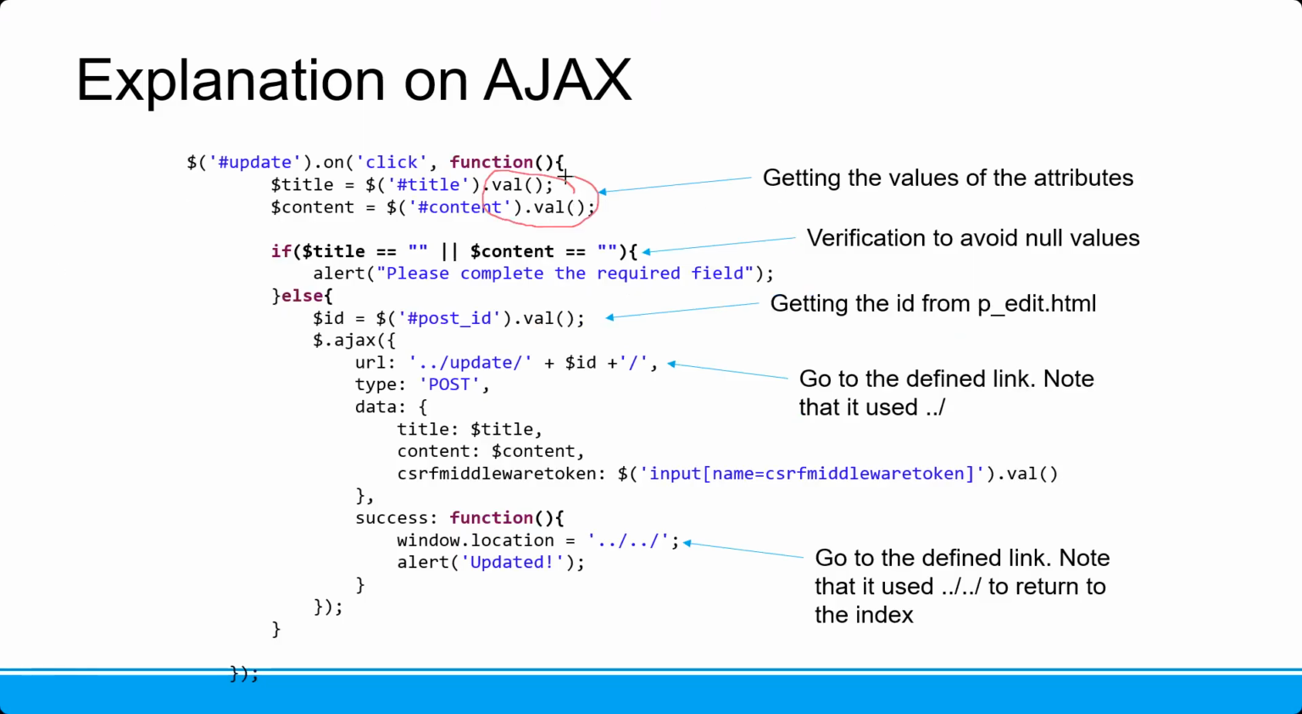We want to get the value, and then we want to verify to avoid null values. And this is to get the ID, so this is to get the ID from the pedit.html. And then this is to make sure that we go to the defined link. So we go to update, and then we will use the ID to update the particular ID. And at the end, we will go to the defined link, so it will return to the index.